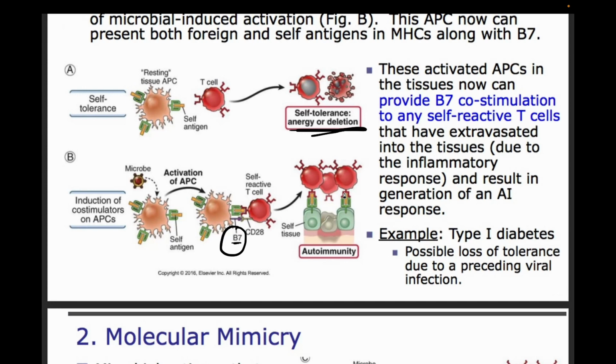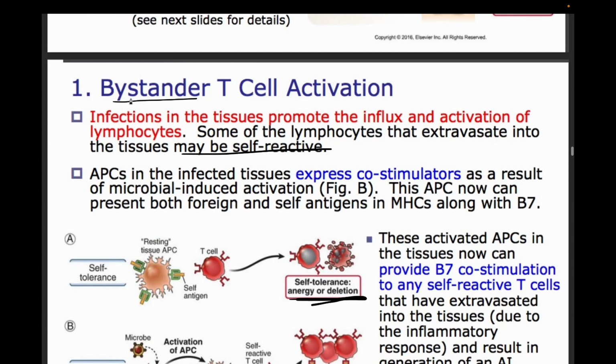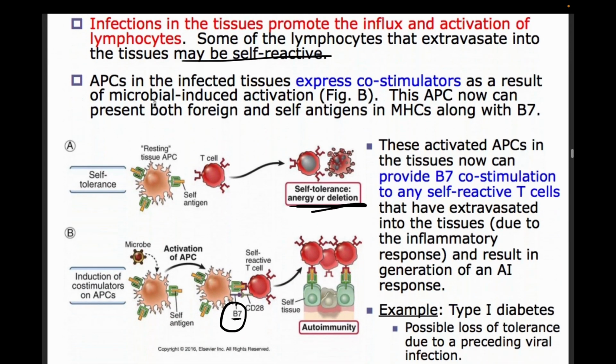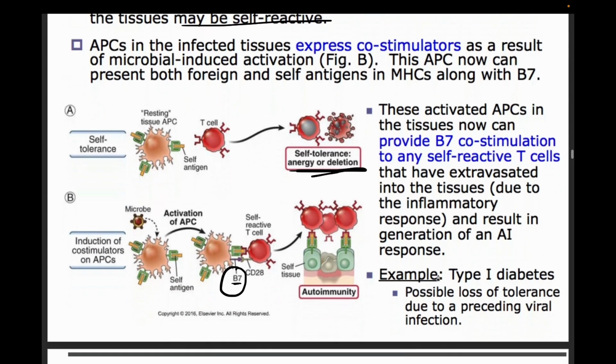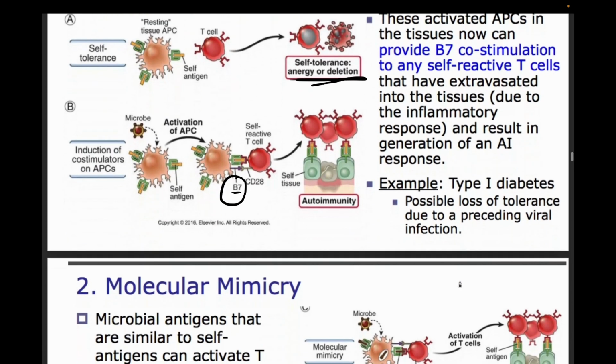Okay? So, bystander, as I said, means being at an event but not part of it. A self-reactive T cell is present at the infection site. Okay? But it's not part of the immune response against the pathogen. But during the event it got activated by the already mature APC. So this is the idea. For example, it happens in type 1 diabetes.